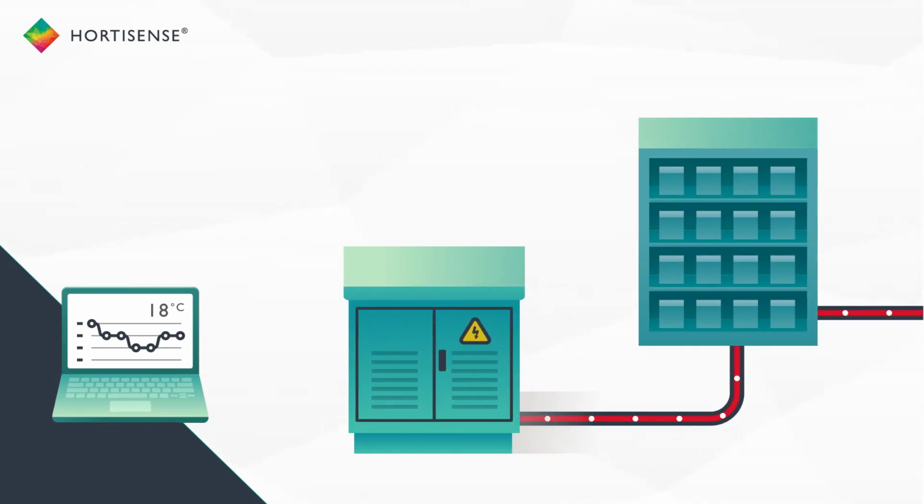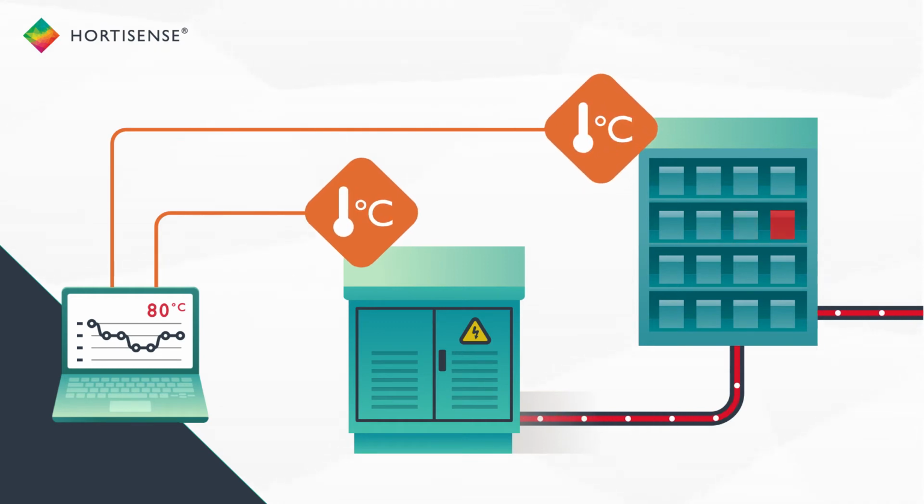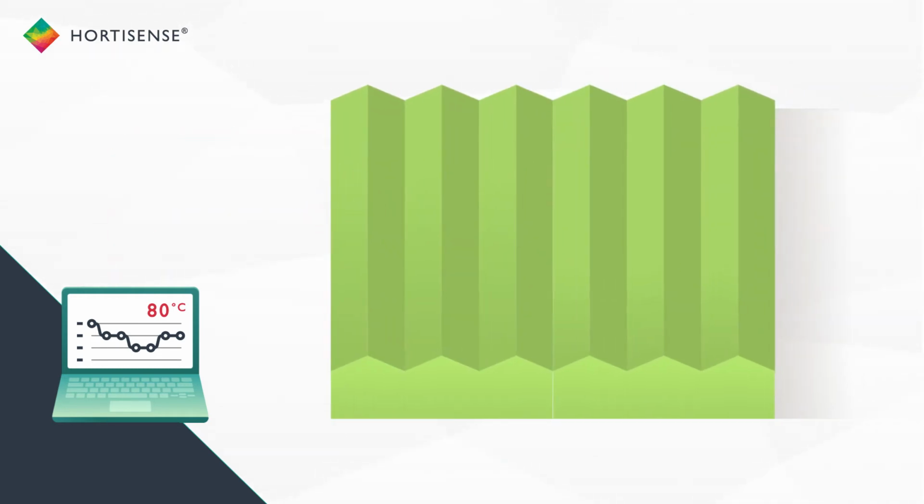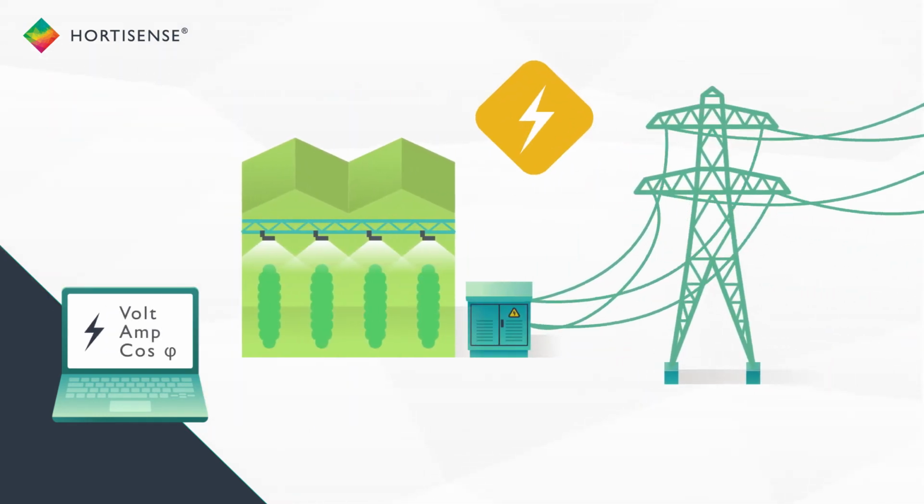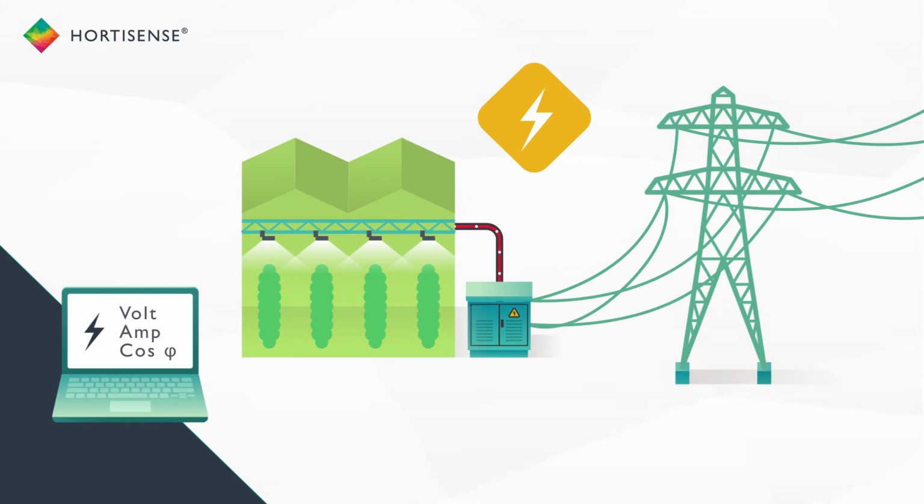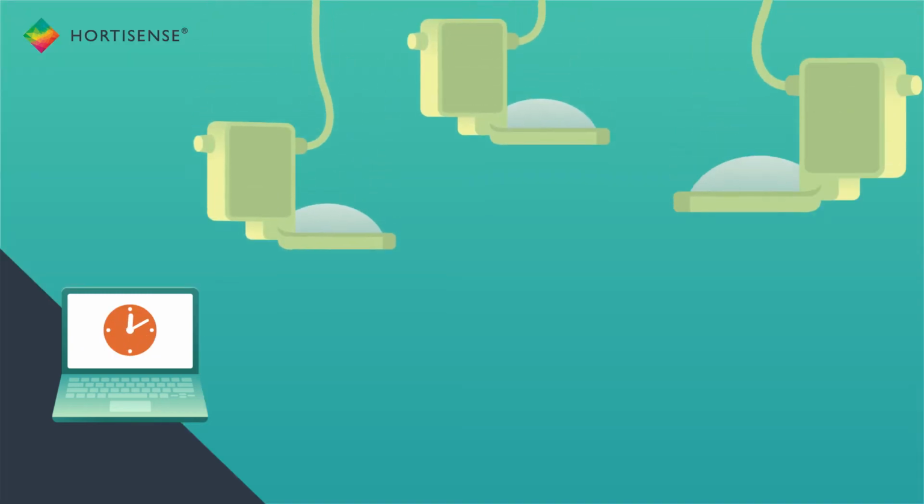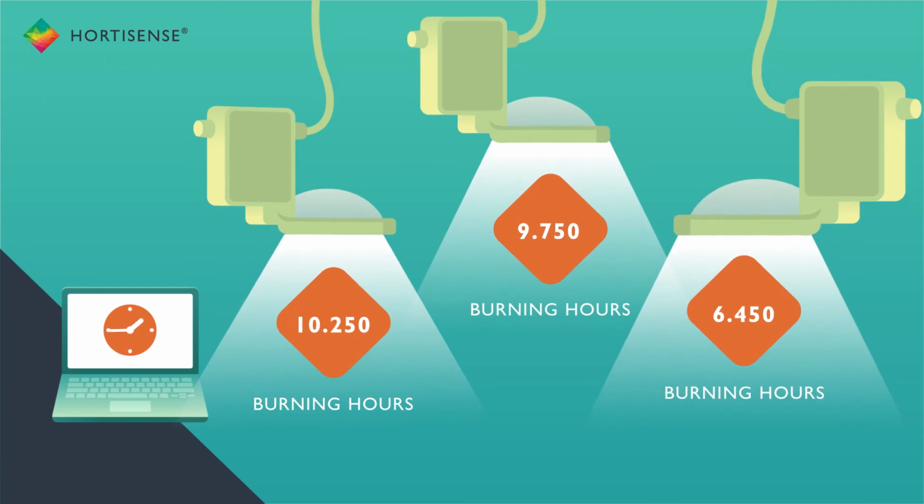Innovative sensors monitor transformers and panels and emit a timely warning in the event of overheating. HortiSense can even preventatively switch systems off to avoid fire. It monitors power quality and can intervene in order to tackle irregularities in your power grid. HortiSense also predicts the remaining lifetime of your lamps, so you can replace them in time.